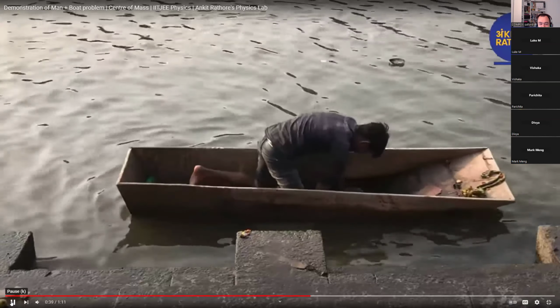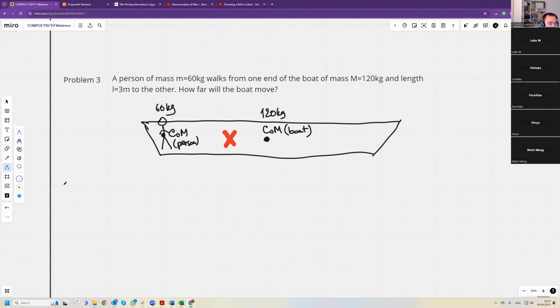One third of the way to the person. One third of the way from the center of the boat, you mean? Yes. So if you have, so like this, and you would be correct.